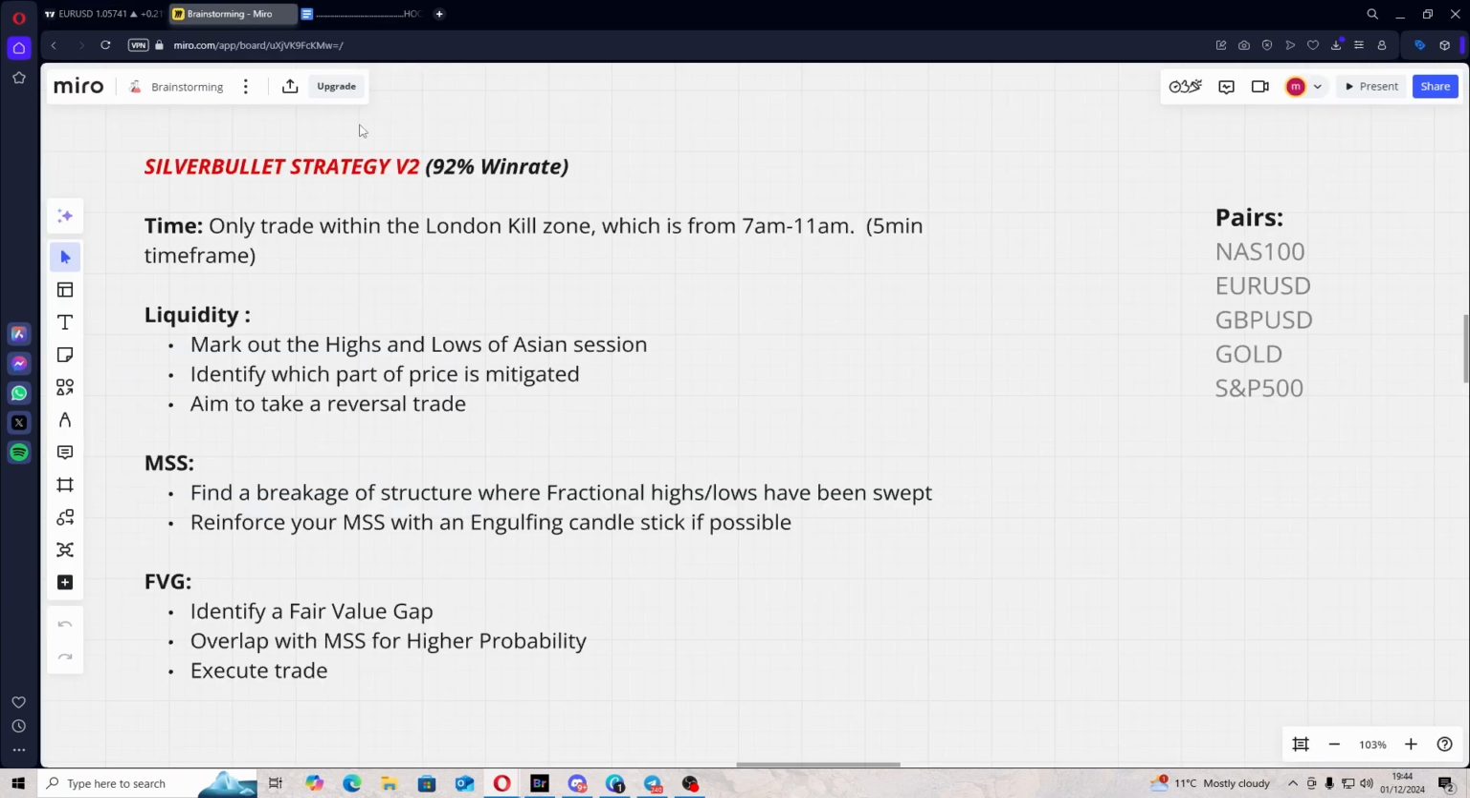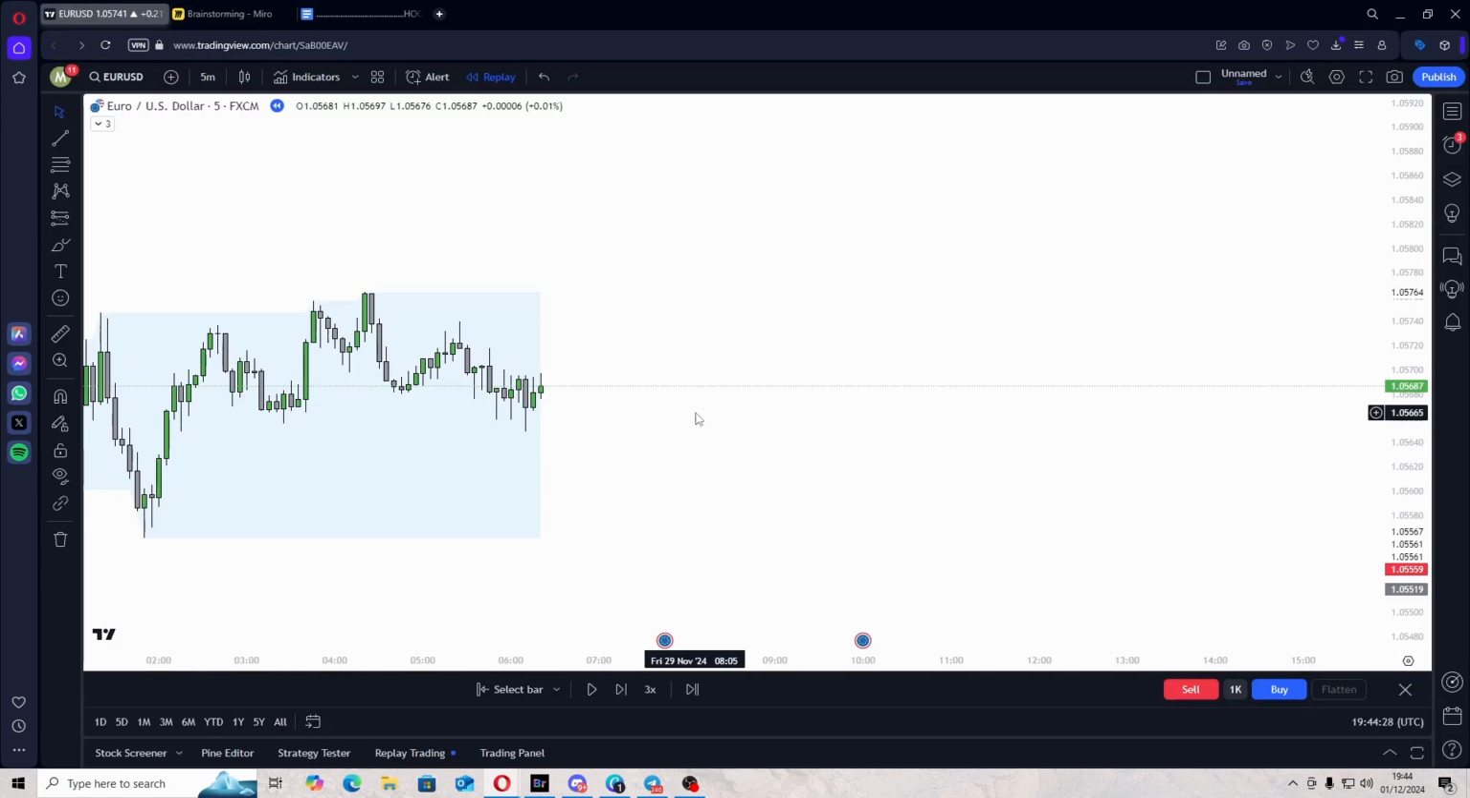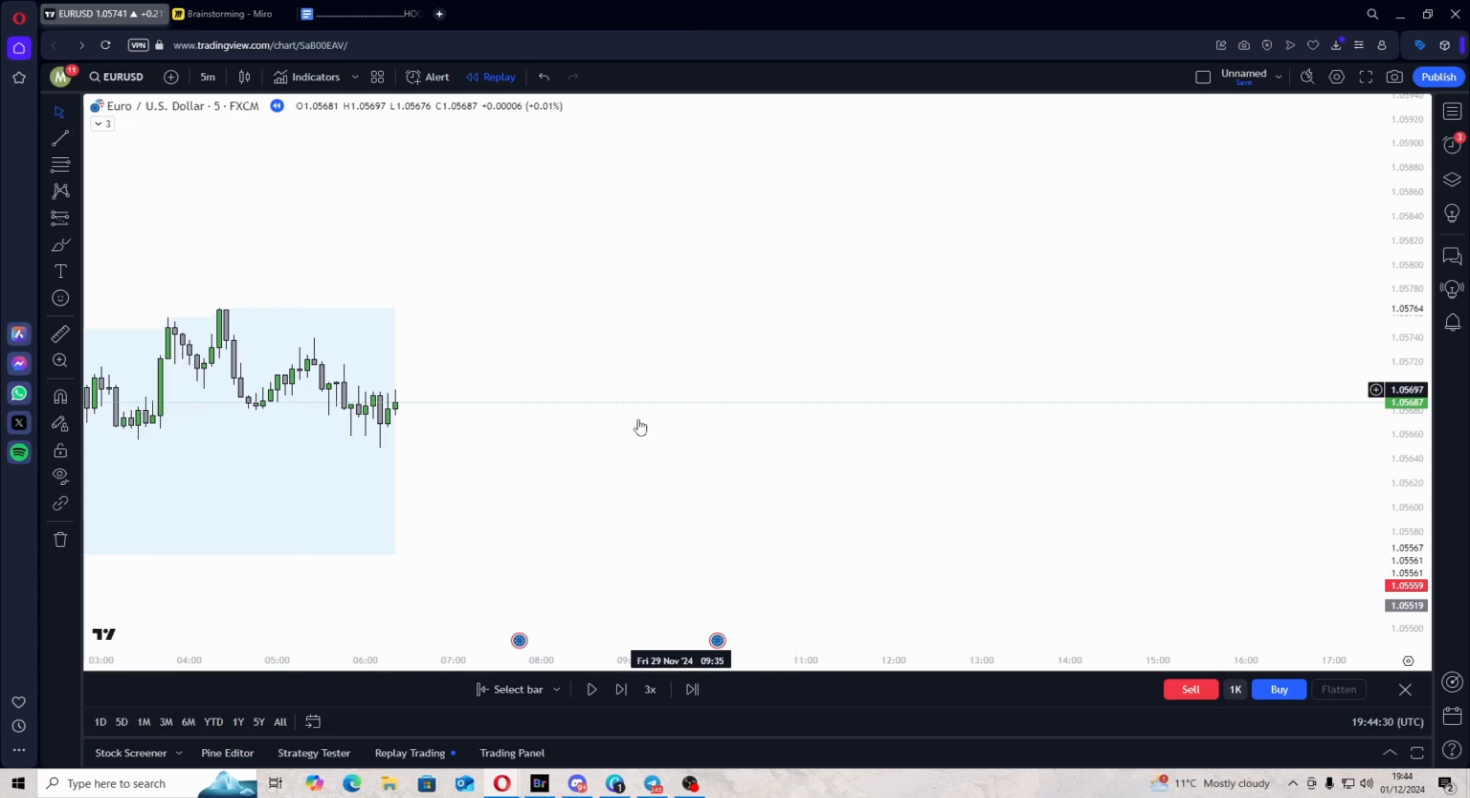So we're going to start this off by marking out the London kill zone from 7 to 11 on a 5-minute time frame. Then we need to mark out the highs and lows of the Asian session. Let me just show you exactly what I mean by this. So you have the time frame here, 7 right there, and then you have 11. This is the only time we're going to be trading within. You can put lines if you want for this, but I'm not going to put lines.